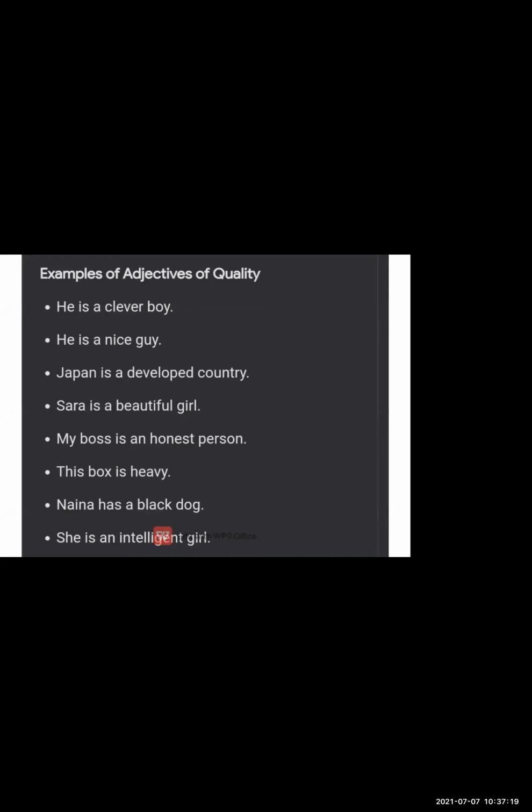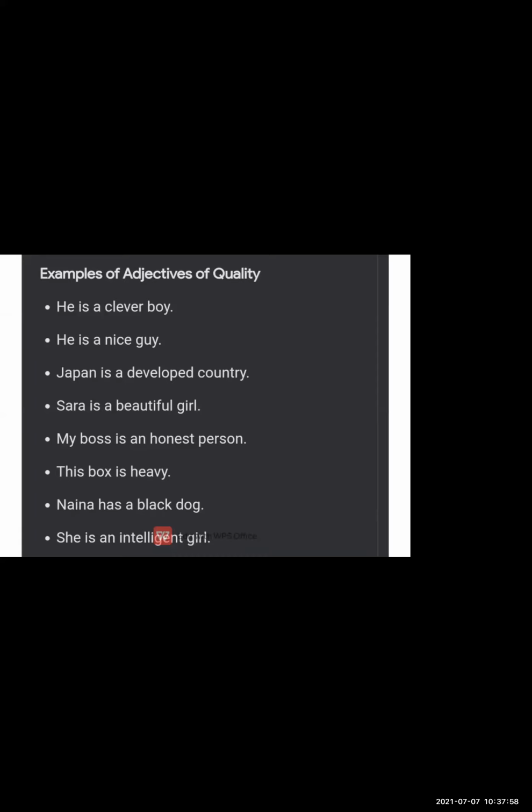So in this sentence, which word shows the quality adjective? Very good, Lalit. Very good, Arya. Now the students are starting to reply through the chat. Ame, tell me the answer. He is a clever boy. So in this sentence, which word is the adjective of quality? So adjective is clever. Very good. Adjective is clever.